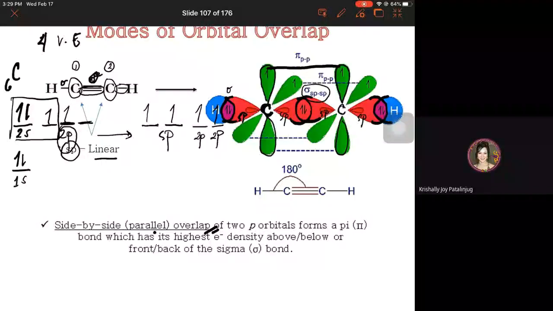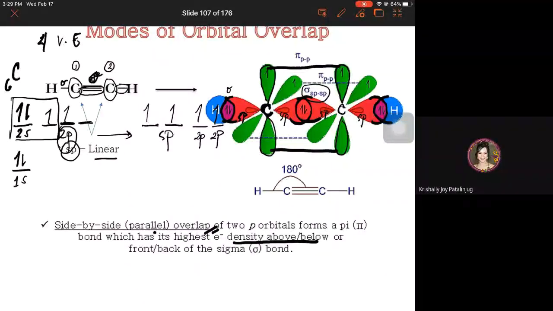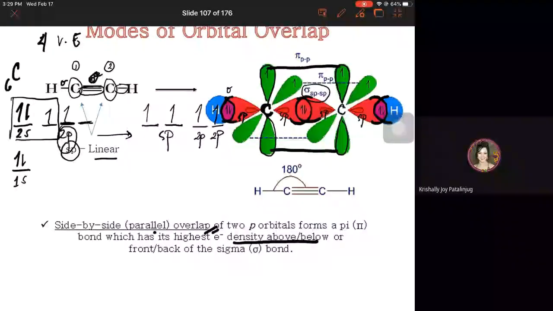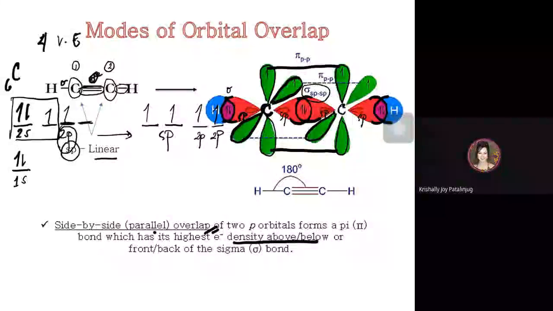So, as observed, electron density obviously is either above or below. Yan yung unang pi bond. That is a side-to-side parallel overlap. Yung isa pang pi bond, it is being formed by side-to-side overlap then. But this time, ito yun. Okay? Nakaharap sa'yo. Okay, front. Ito yung front. Back. Ito yung back. Okay?